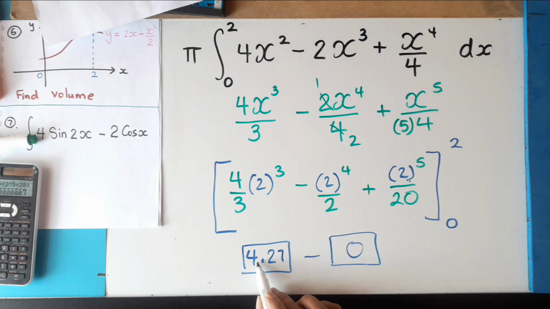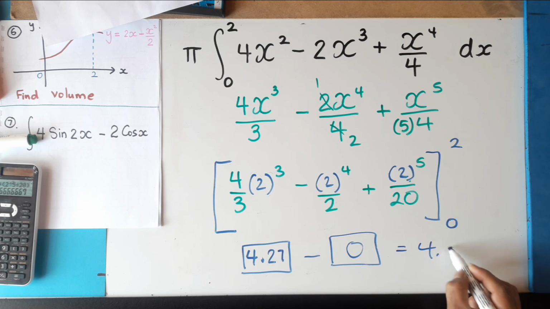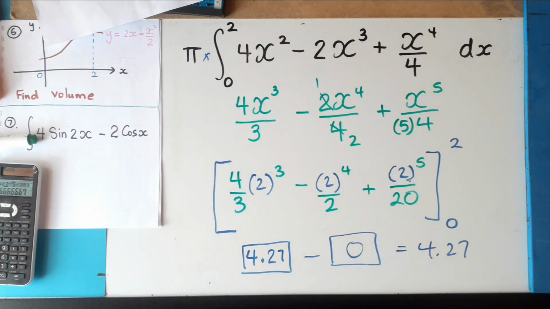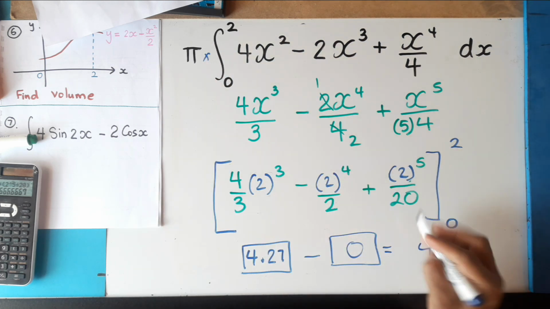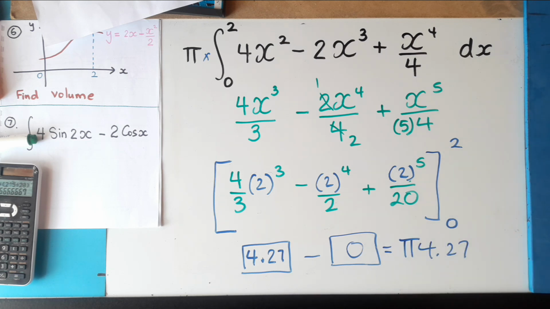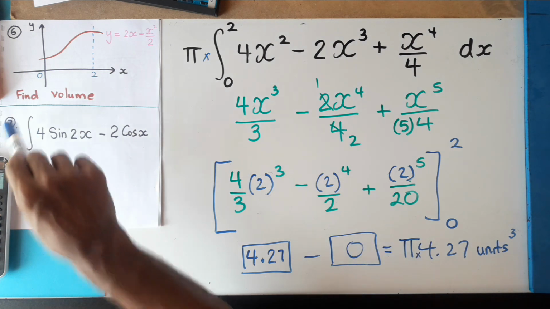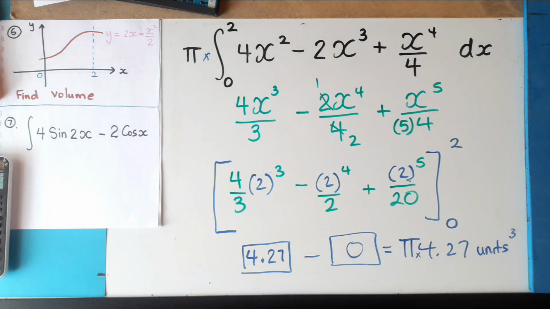Right, so this minus 0 is 4.27, but we have one more thing to do. Remember, according to the formula, there was a pi waiting outside. Well, when we get this answer, we cannot forget to put the pi next to it. Obviously, there's a secret multiply here. But this here is the volume, so it will be in units cubed. Alright? So that was number 6, which was an integration, and number 7 is another type of integration question involving tricks. So 1 second, guys.